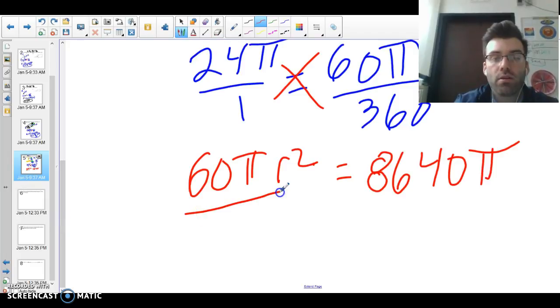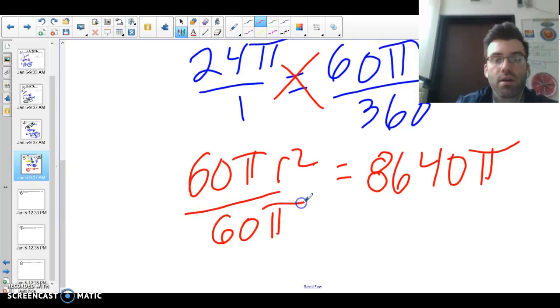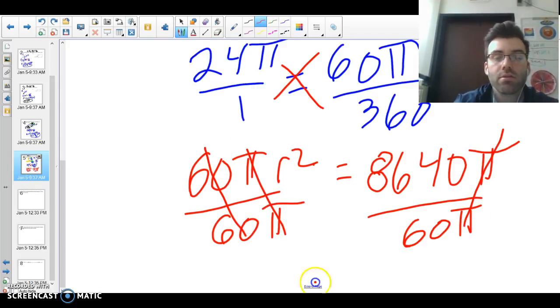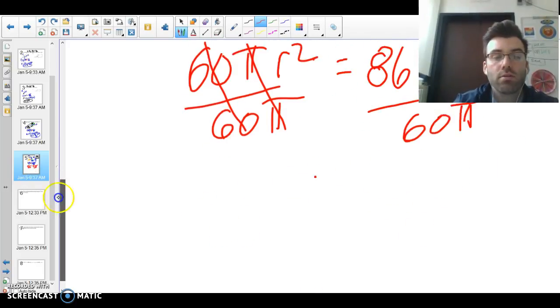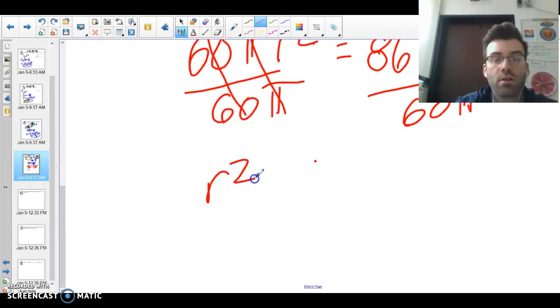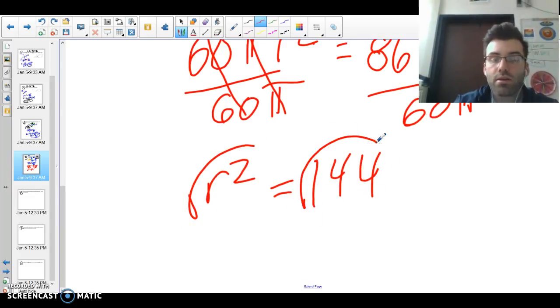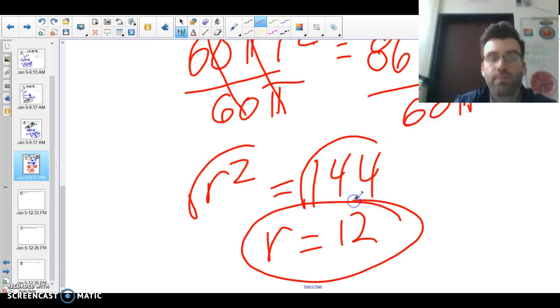Solving for r, divide both sides by 60 pi. The pi's cancel, and r squared equals 144. To get rid of the square term, you square root both sides. R equals 12. There's your radius.